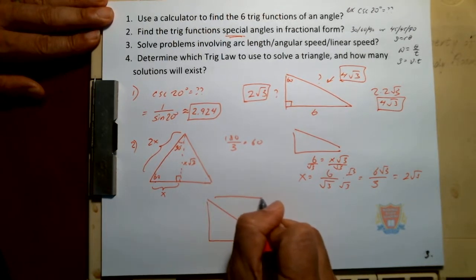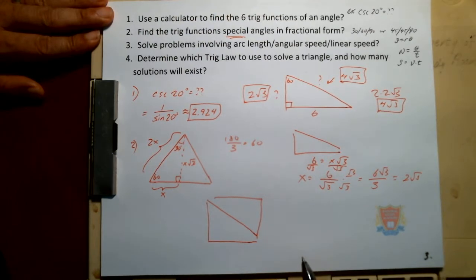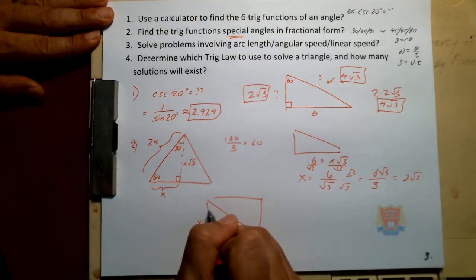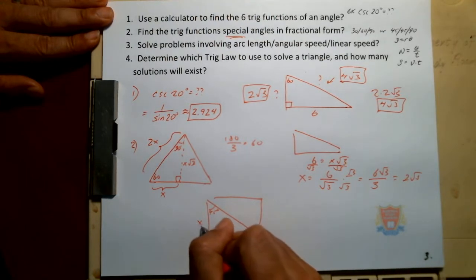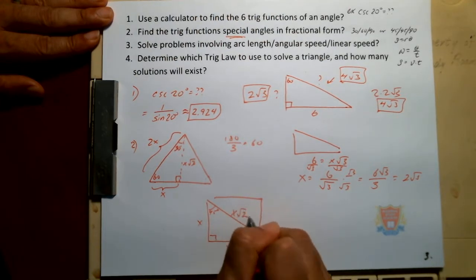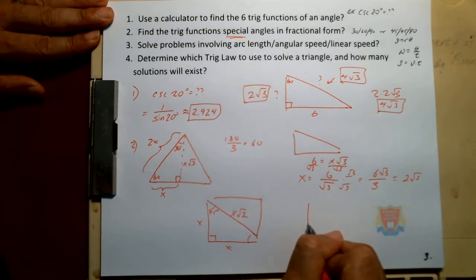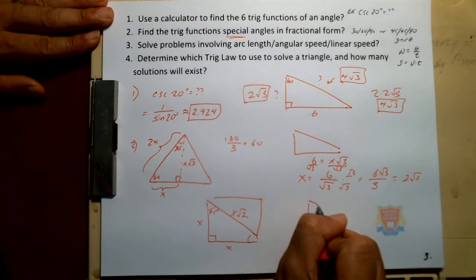We actually do like this, where this is a square. If this is x, then this is x, right? You end up with 45 degrees here and 45 degrees here. So if this is x and this is x, this is going to be x root 2. So let's draw this out. I'll give you an example.